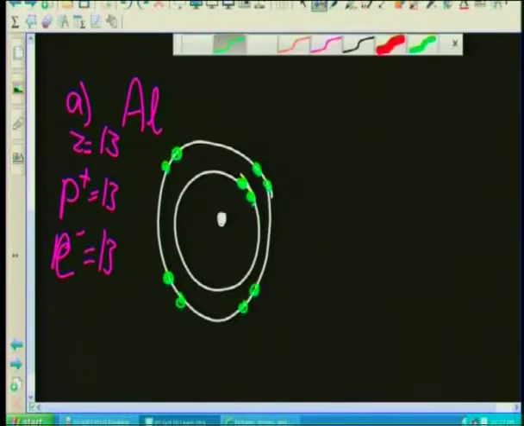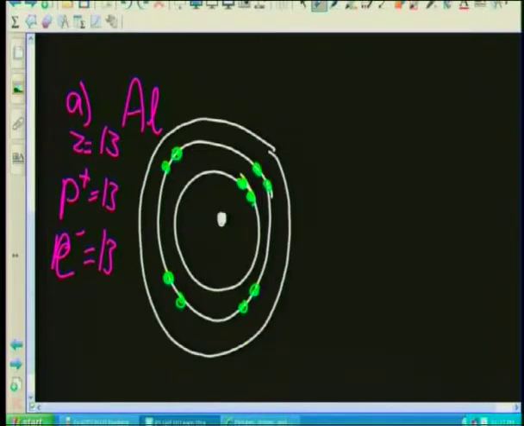Where's the next one going to be? Third energy level. So how many have we got all together? We've got 8 plus 2, that's 10. Very important, 10. It's one of the magic numbers. We're going to mention magic numbers a little later. So what have we got here? The third energy level. We've got 10 so far. We need to get 3 more.